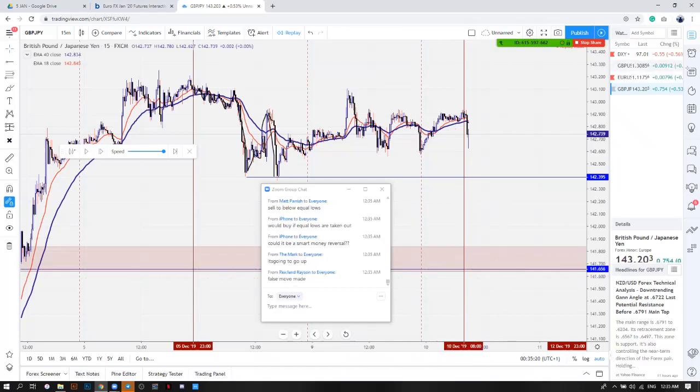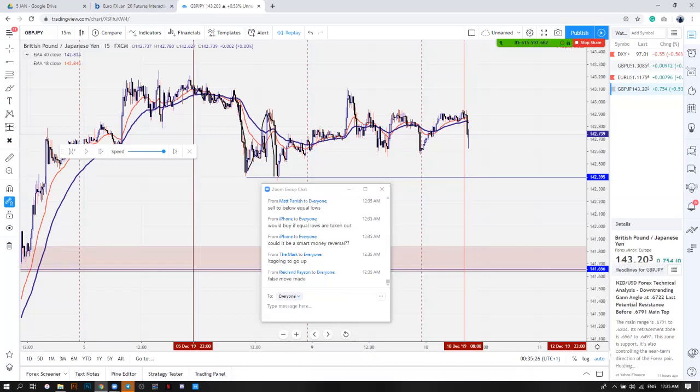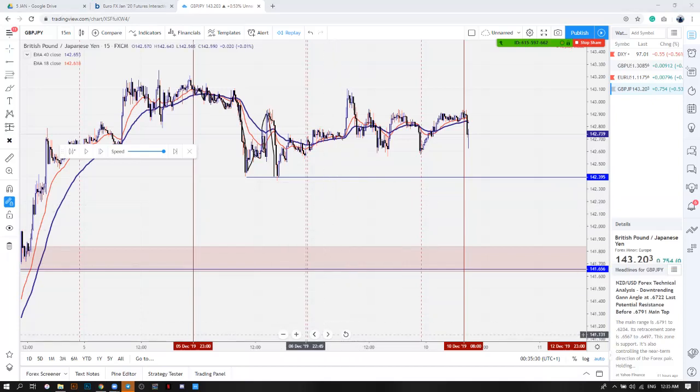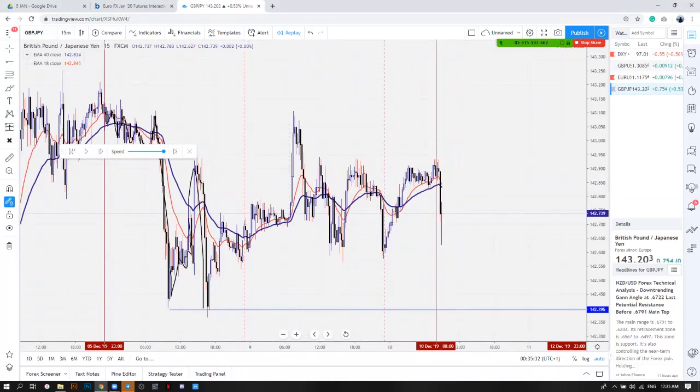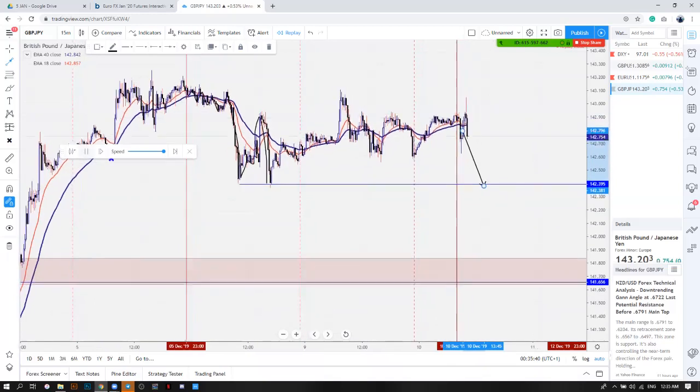Okay, so buy, it's Wednesday, sell to equal lows. You would buy if equal lows are taken out. It could be a smart money reverse. It's going to go false move. Right, so everyone says it should go down to equal lows. Now let's see if you're correct or you're wrong. Opens.